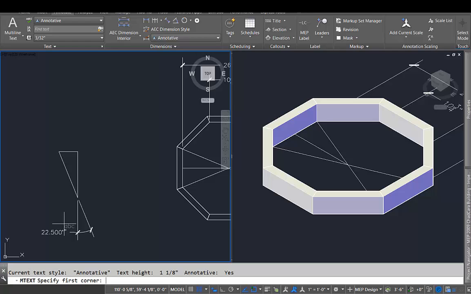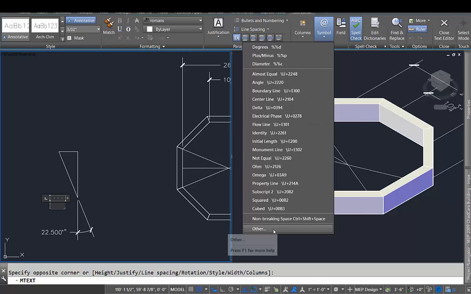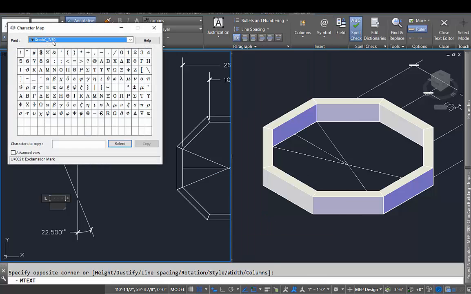Let me label this as angle theta. So I'm going to put in a symbol. I'll go to the other symbols, and I'm looking at my Greek C 450, and here's theta. I'm just going to label it theta, and let's go ahead and close that.